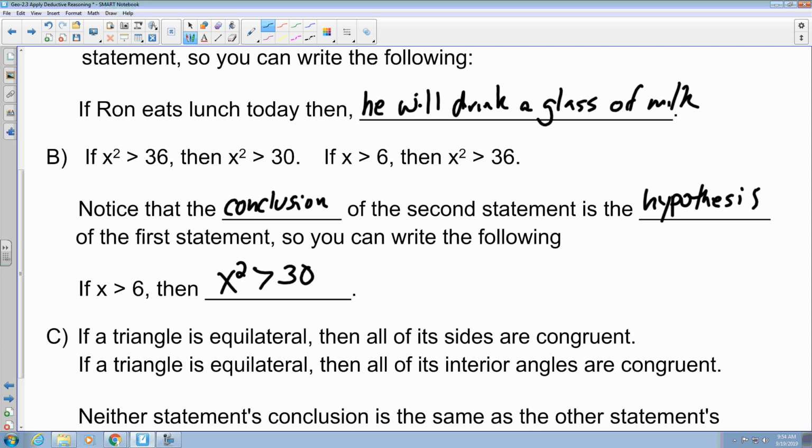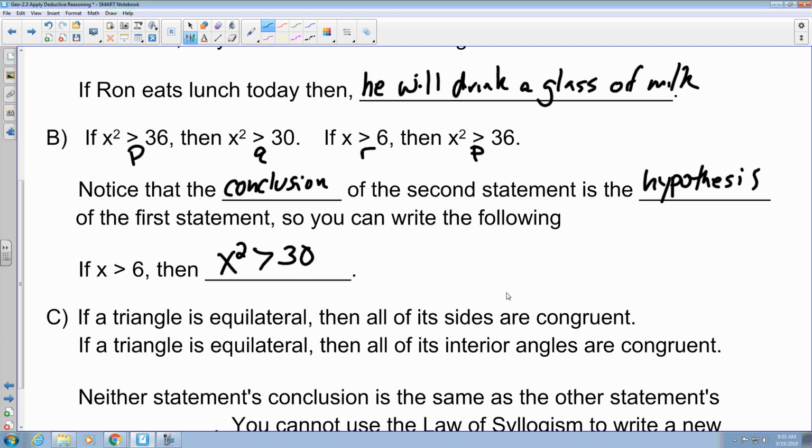Because we had, so like this was our P, this was our Q, but right here we have an R and this is P. So since hypothesis and conclusions were part of it, we can rewrite the statement using the law of syllogism.